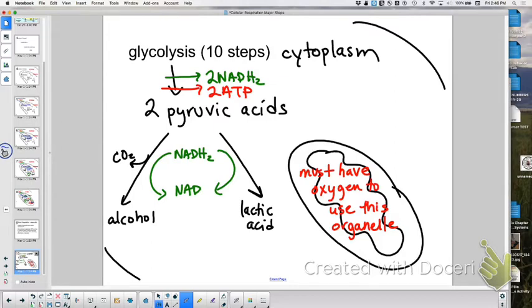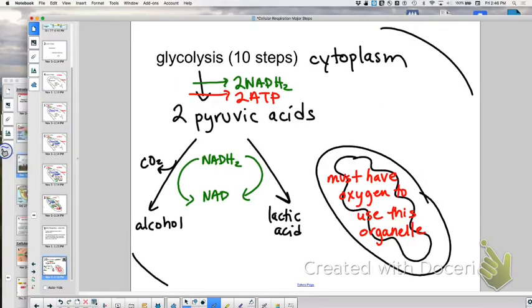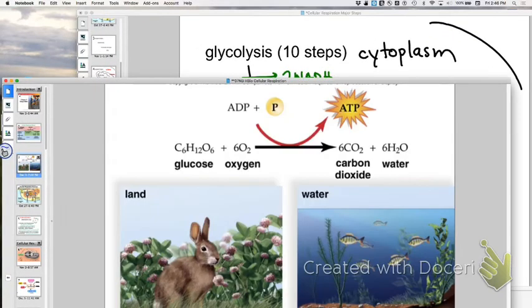Okay, plants and yeast do a different strategy. They take the pyruvic acid and reduce it down into alcohol. This alcohol has how many carbons in it? 2. So you lose carbon as CO2. Okay, in a nutshell. All right? I've got to remember to print that off for you.